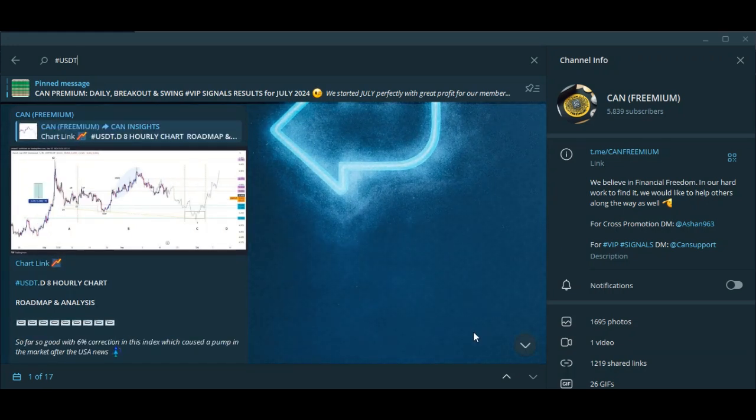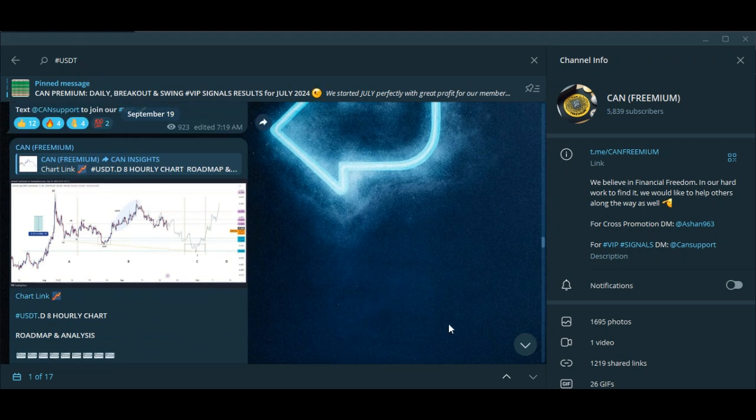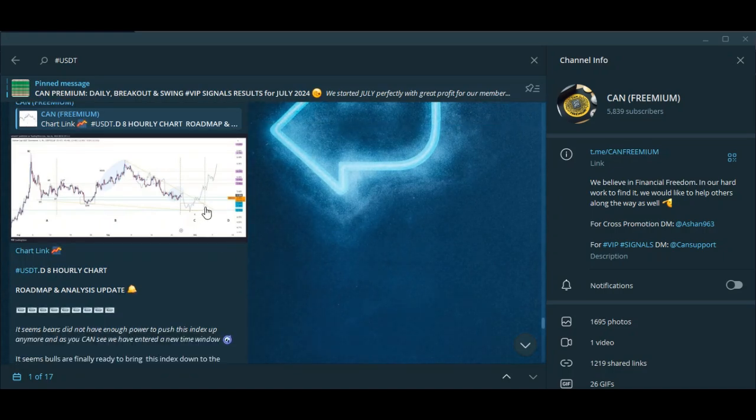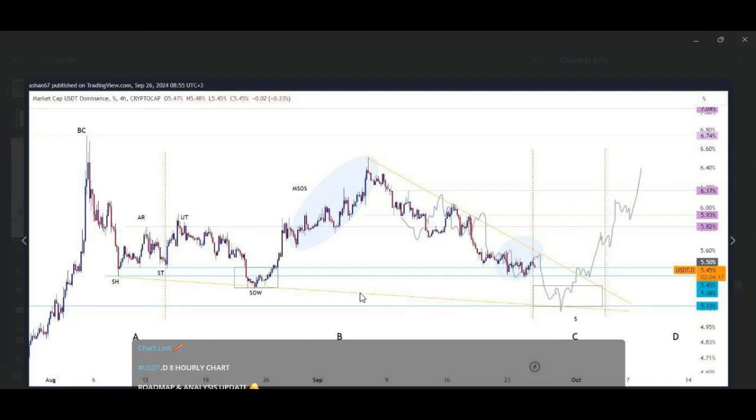Now the thing is, right now we think that USDT dominance could be studied from another technical point of view, which is Wyckoff, and I'm going to explain it in a few minutes, and give us the exact same scenario but with a little deeper retracement to lower levels. This could actually give us a pretty good pump in the market. So let's take a look.